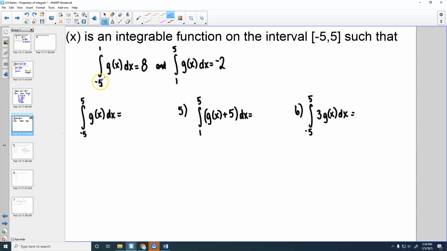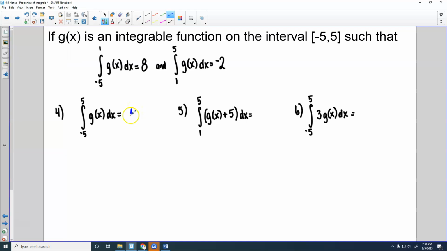This time we know negative 5 to 1. We've got 1 to 5. What is negative 5 to 5 going to be? It's going to be 6. So we'll do 8 plus negative 2.